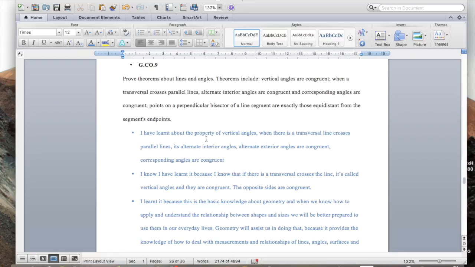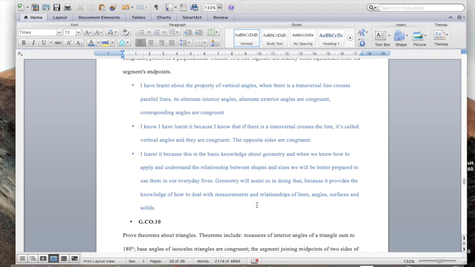And we learned about these standards because it's basic knowledge about geometry, and when we know how to apply and understand the relationship between shapes and size, we will be better prepared to use them in our daily life. Geometry will assist us in doing that because it provides the knowledge of how to deal with measurement, the relationship of line, angle, surface, and solid.